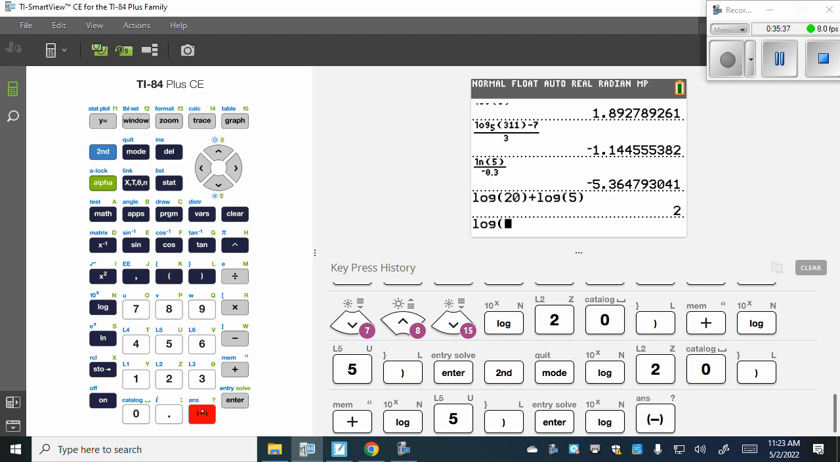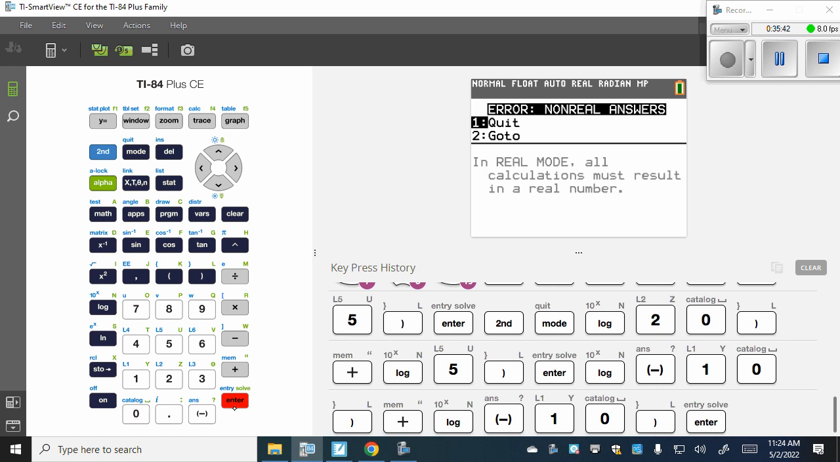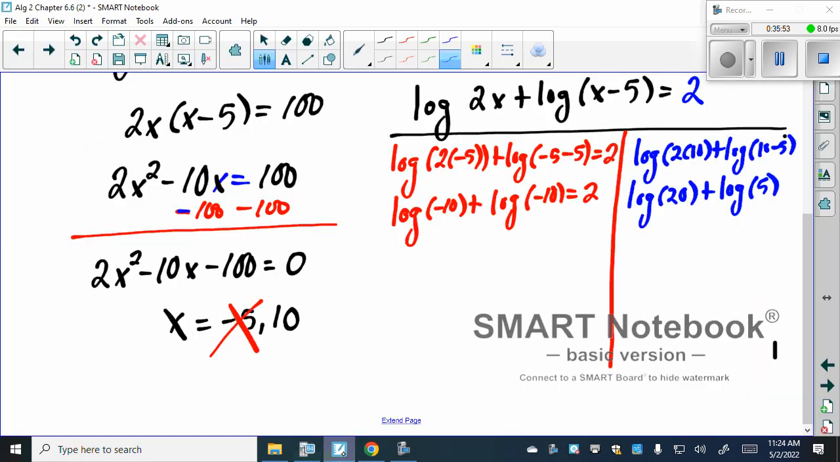Because if I do log of negative 10 plus log of negative 10, non-real answers. It does not work. Any questions on this here? Any question on everything we've done so far? So even if we get the same thing on both sides, what's inside the logarithms cannot be negative or 0. Those do not work. Are we ready for the next one?